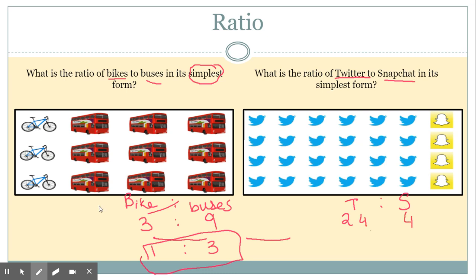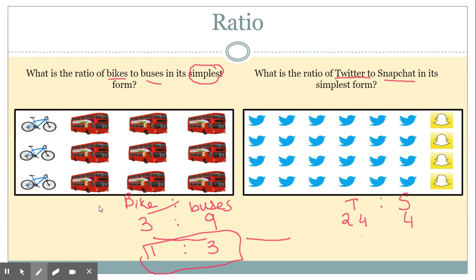So again, I have to simplify it. If you are not very confident in finding the highest common factor, you can see they are both even numbers. Divide both of them by 2, but in that case you have to divide again. So I am going to use the highest common factor between these two, which is 4. So I can divide both 24 and 4 by 4.